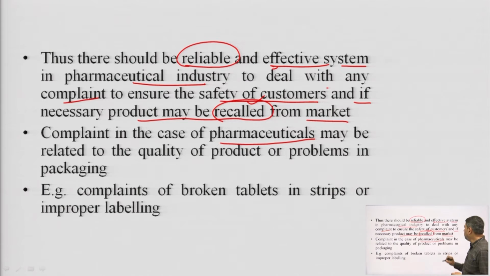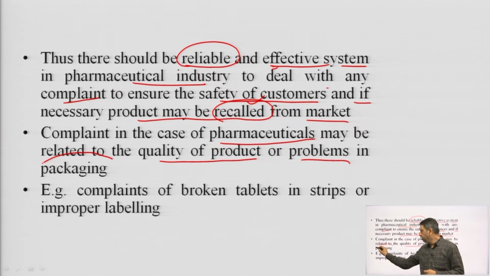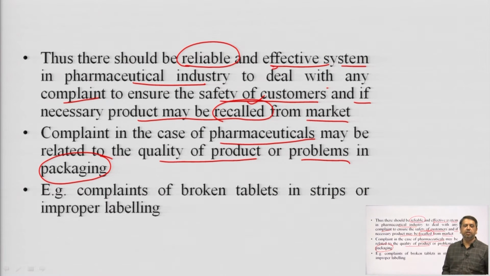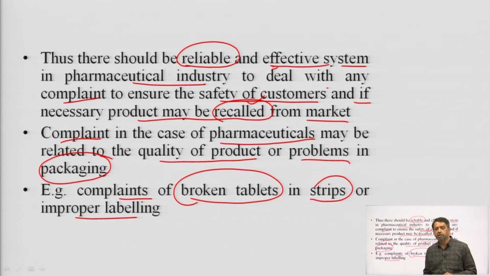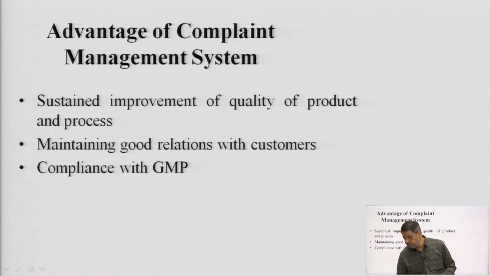Complaints in the case of pharmaceuticals may be related to the quality of the product or problems in packaging. As I have already discussed in the previous session, there may be a defect in packaging also, and that kind of defect should not be there in a pharmaceutical product. That is why there should be a mechanism to deal with this type of complaints also. For example, complaints of broken tablets in the strips or improper labeling. That is an example, and let us move to the next slide.